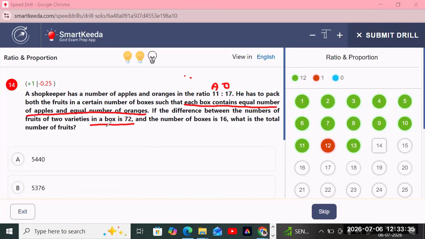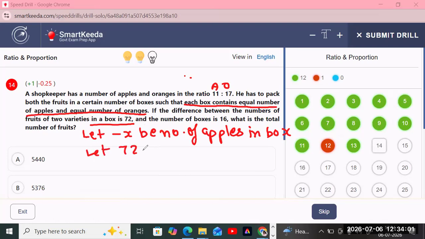The difference between the number of fruits of two varieties in the box is 72 and the number of boxes is 16. So let x be the number of apples in a box and let 72 minus x be the number of oranges in a box.